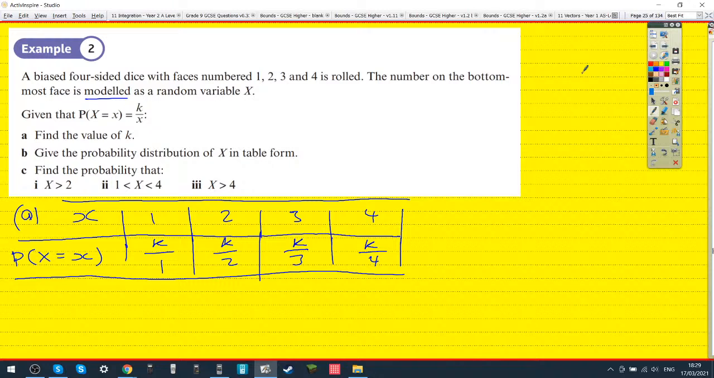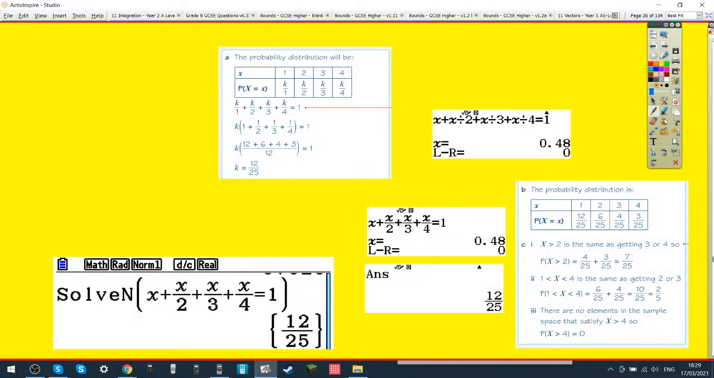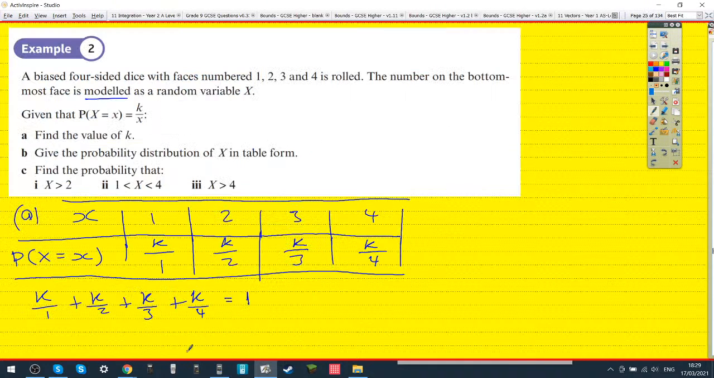So the value of k, it would have to add up to 1. Yep. So k equals 1. And with a calculator, you can easily get it. So it's 12 over 25. How would you do it without a calculator? Common denominator. Okay. A common denominator of 12, I think, and go from there. Yeah, okay. We found k.